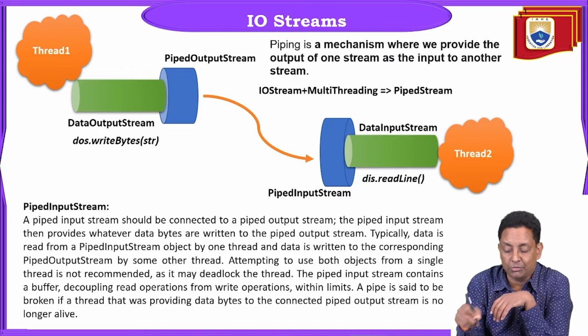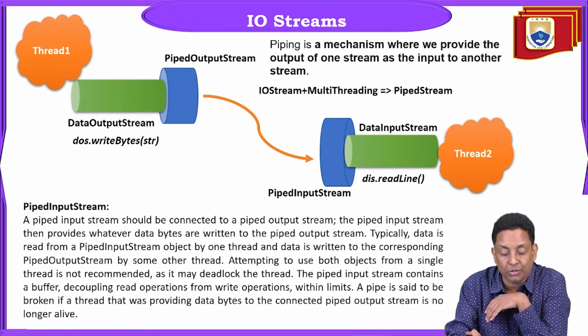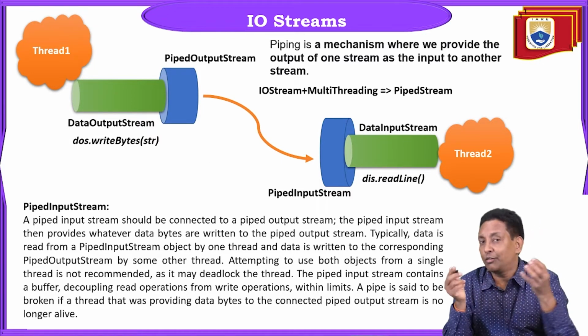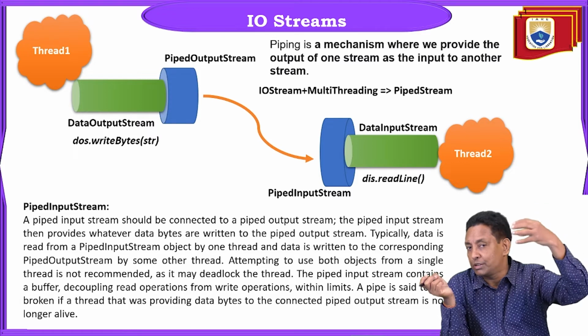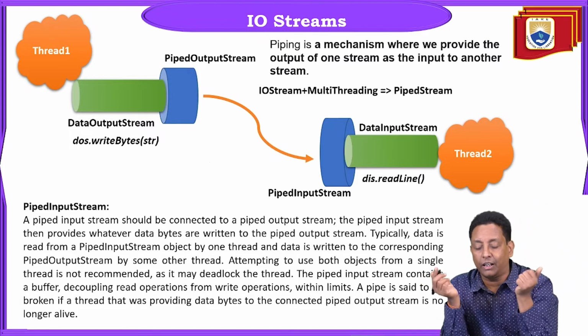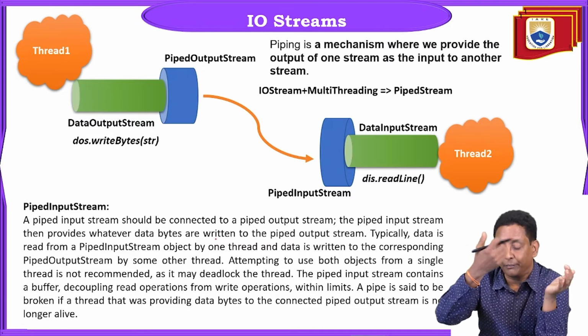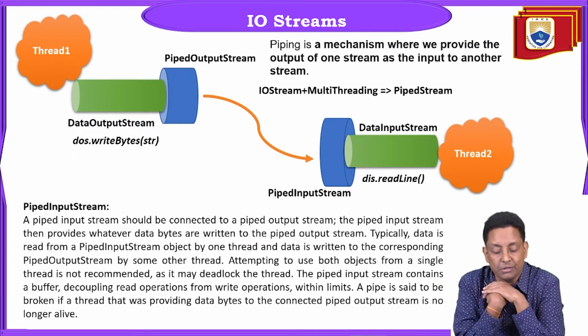On this, I have written some documentation here. A piped input stream should be connected to a piped output stream. Whatever data is written by the piped output stream, that piped input stream will read the data.